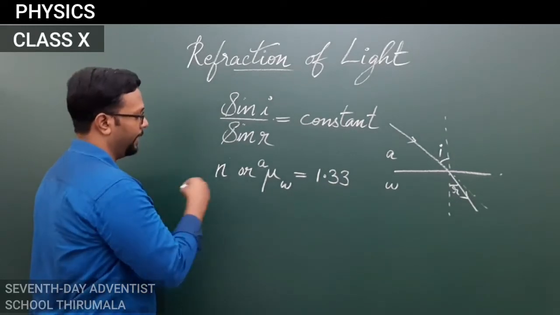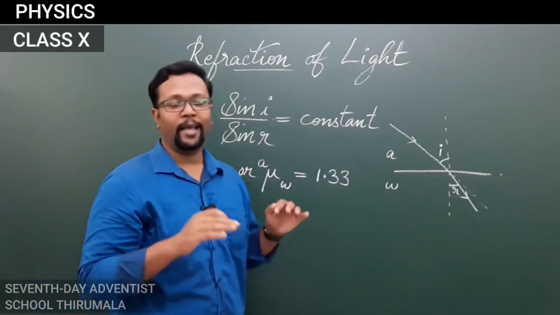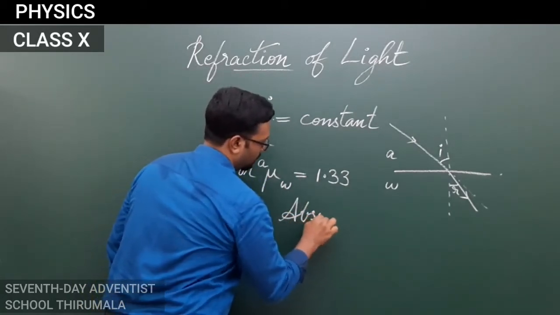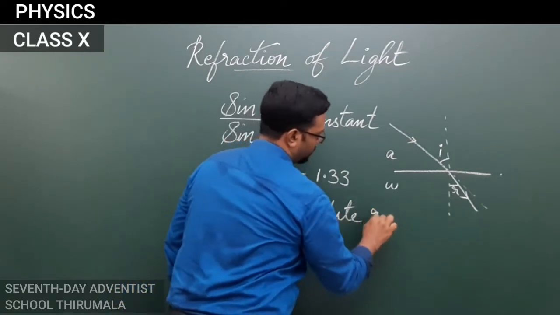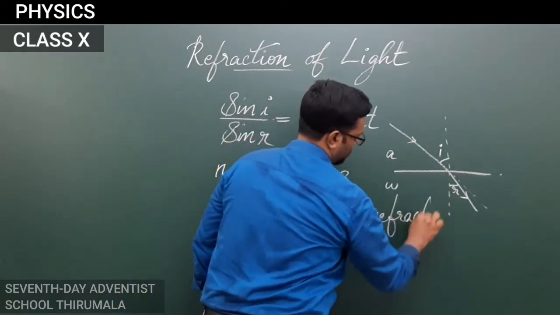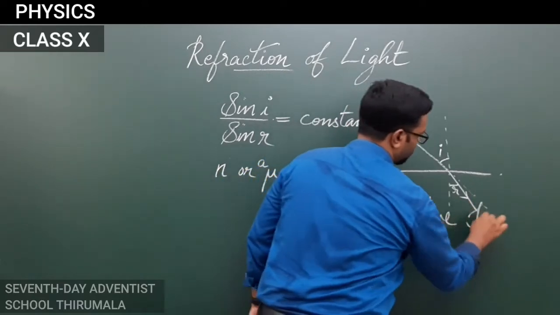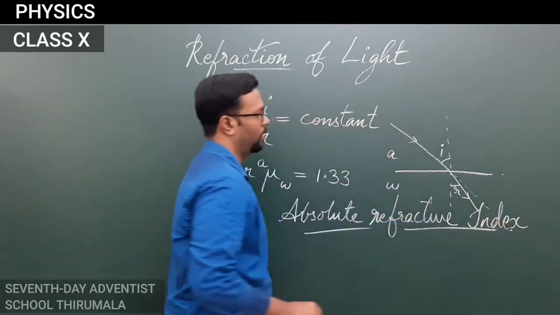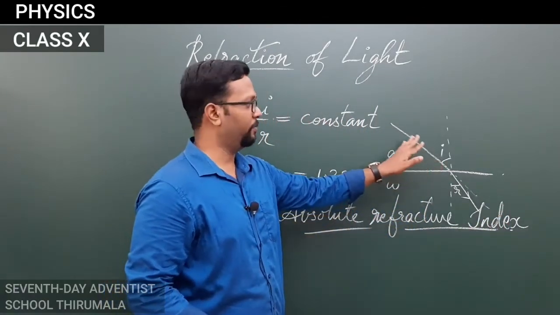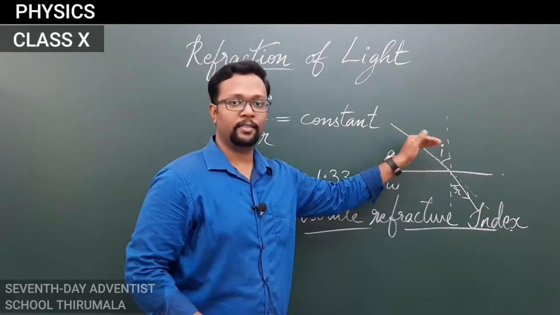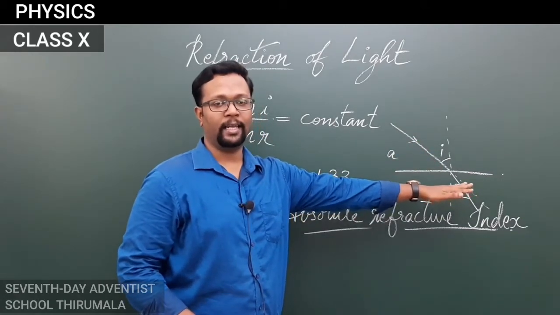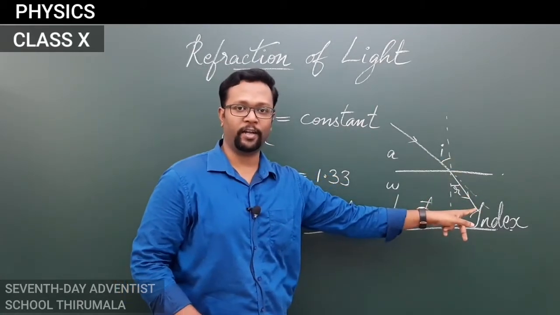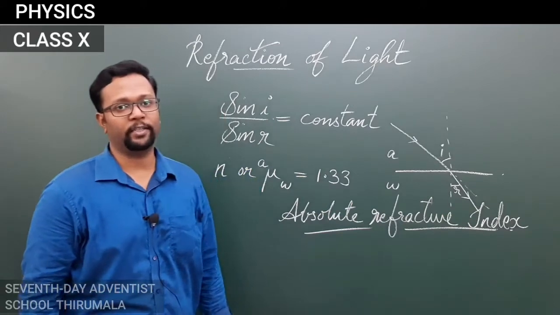But now, the next thing you have to know is absolute refractive index. What is absolute refractive index? When a light ray is traveling in vacuum, it passes into another medium and undergoes refraction, then the ratio of sine of angle of incidence to sine of angle of refraction is called its absolute refractive index.